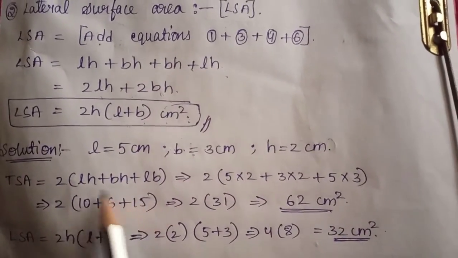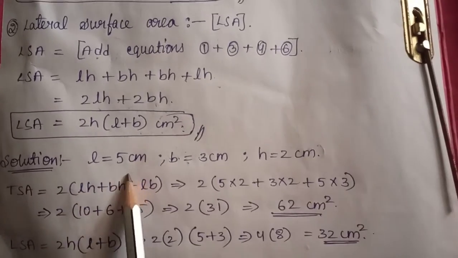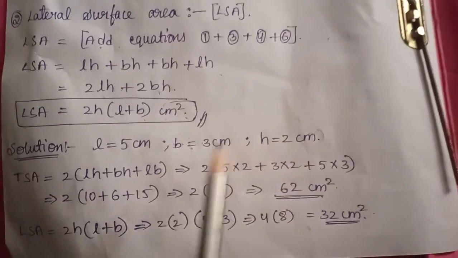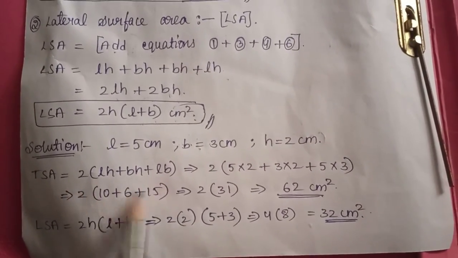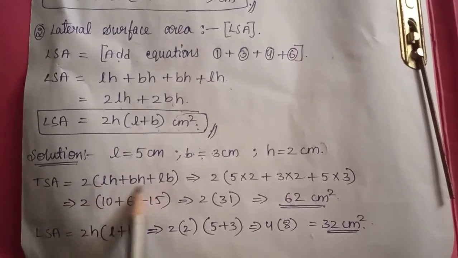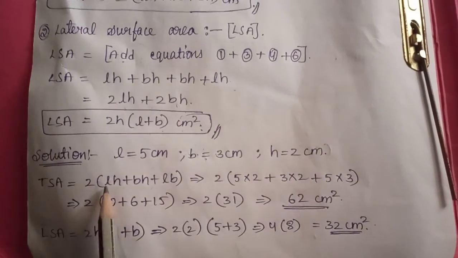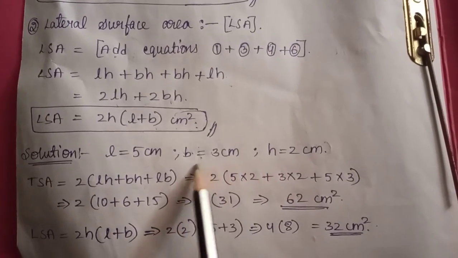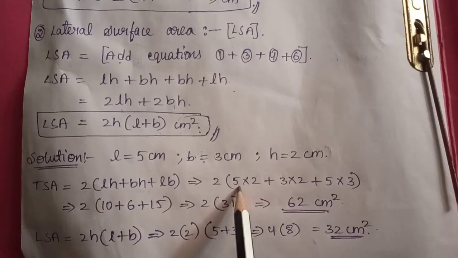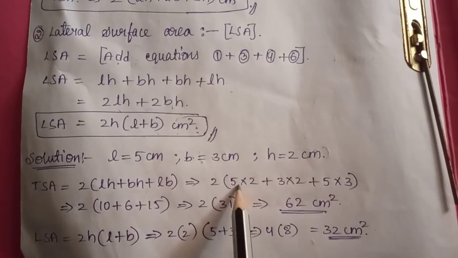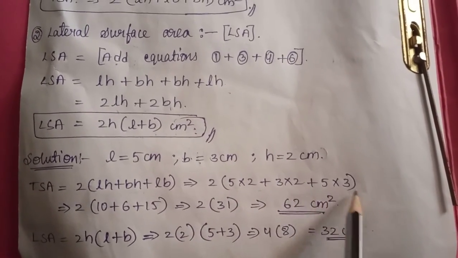Now here I have taken a cuboid which has length 5 centimeters, breadth 3 centimeters and height 2 centimeters. So now I am going to find the total surface area. Here you can see the simplification of this. Mainly we have to write the formula first. So the formula is 2 into (LH plus BH plus LB), and we will substitute the numbers given in the L, B, H places. So 2 into (5 into 2 plus 3 into 2 plus 5 into 3).